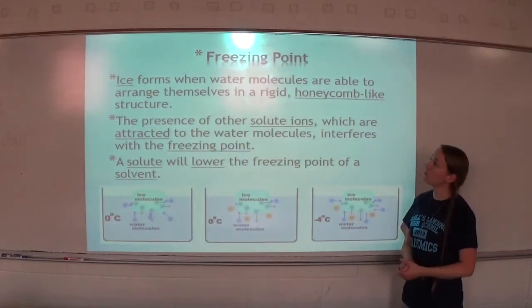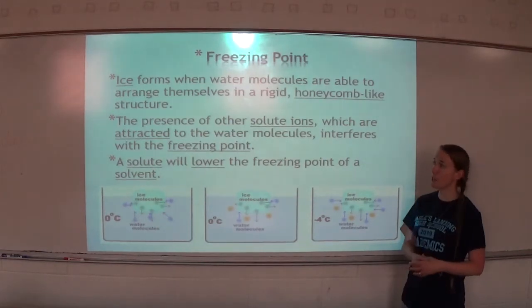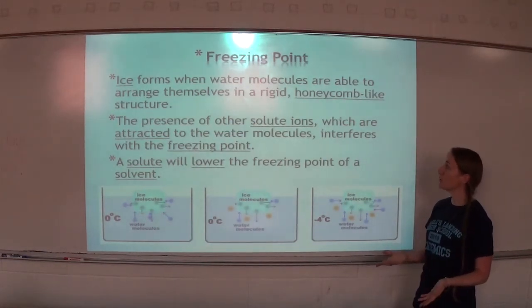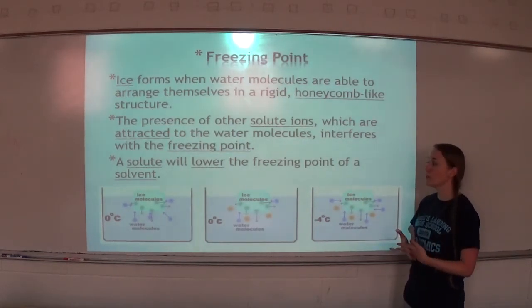Freezing point. Ice forms when water molecules are able to arrange themselves in a rigid honeycomb-like structure. The presence of other solute ions, which are attracted to the water molecules, interferes with the freezing point. A solute will lower the freezing point of a solvent.